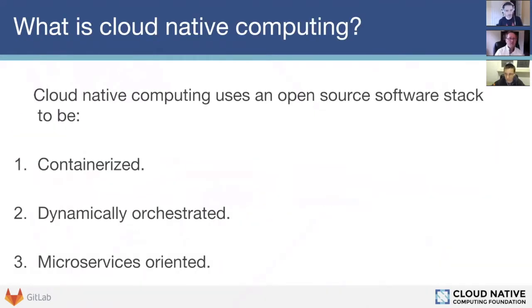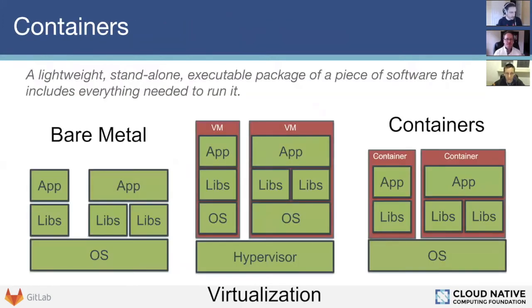We'll start off, of course, with what is cloud-native computing? We'll use the definition by the CNCF, who would know best. They state that cloud-native computing uses an open source software stack to be three things: one, containerized; two, dynamically orchestrated; and three, microservices oriented. Let's go into a little more detail on what each of these means. Again, pretty high level here for folks. If you have more detailed questions, ask them, but we're trying to help set a baseline for others.